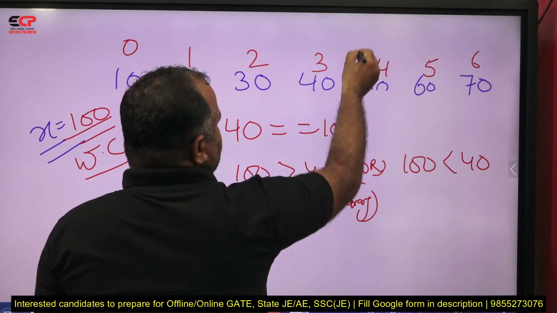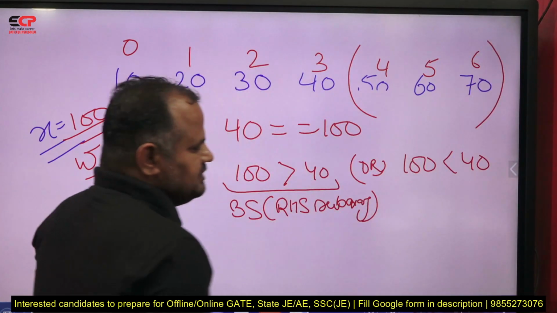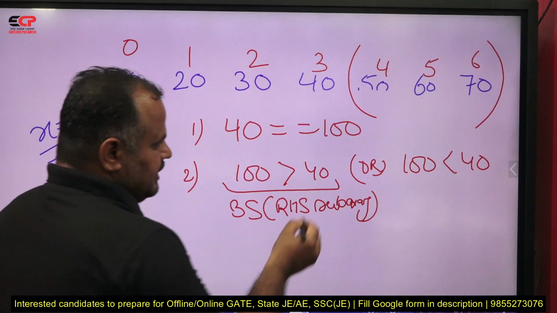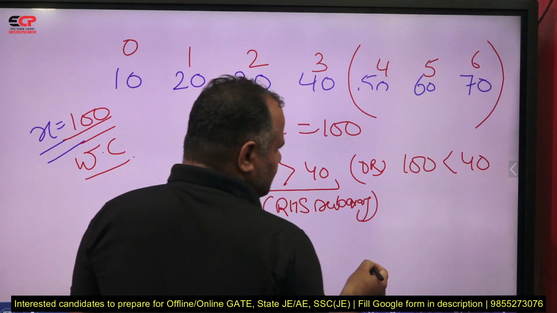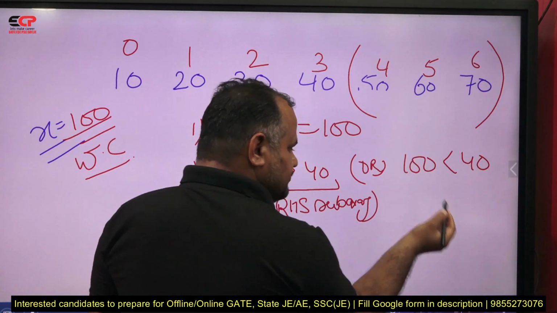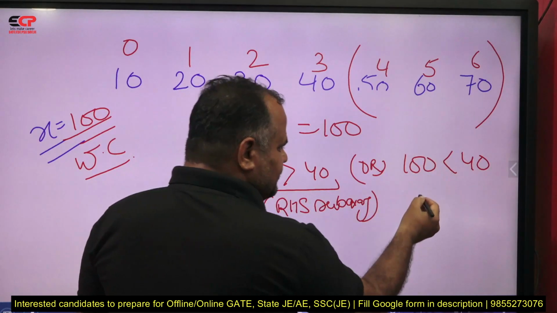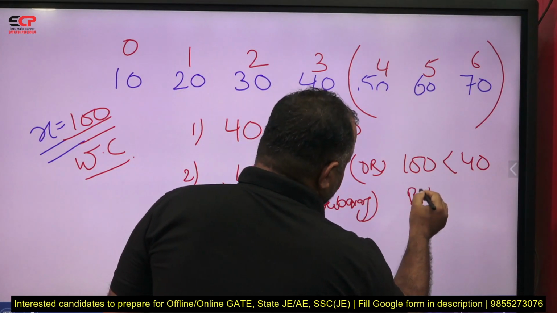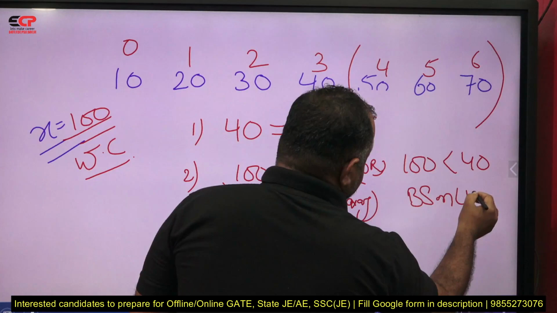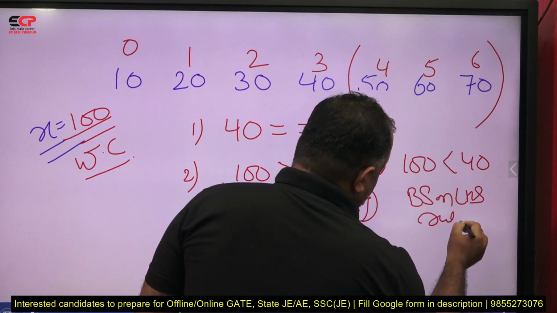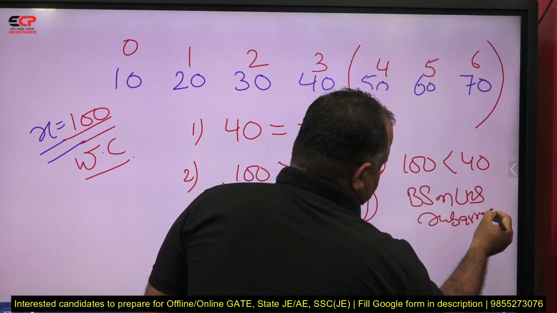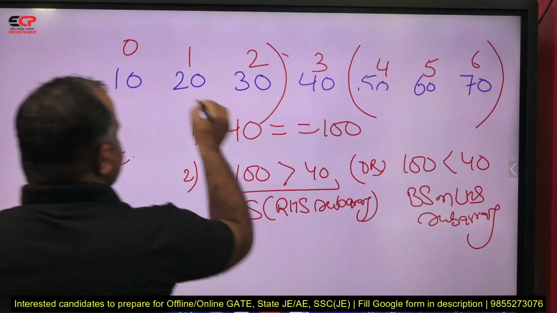Fine. It means you have to apply the binary search on this array. And if 100 is less than 40, or I can say the element which you want to search is less than 40, then apply the binary search on the left hand side subarray. That is on this array.